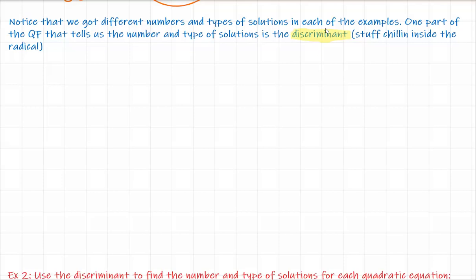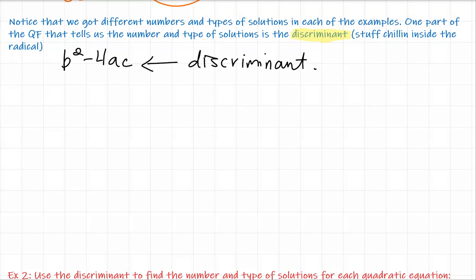It's the stuff chilling inside the radical, the b squared minus 4ac. That is our discriminant. Okay, so there's 3 possibilities for that discriminant.